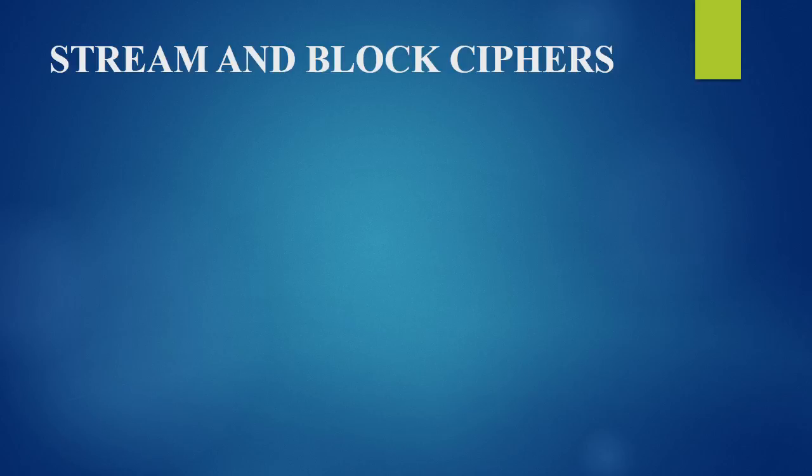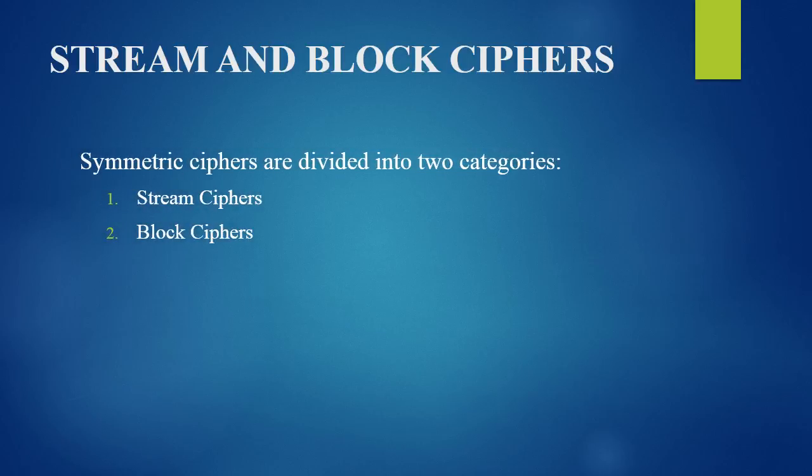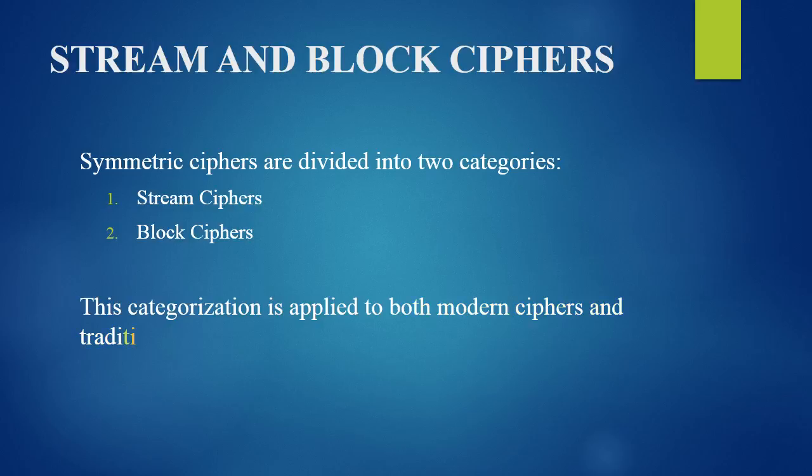Stream and block ciphers. Symmetric ciphers are divided into two categories, stream ciphers and block ciphers. This categorization is applied to both modern ciphers and traditional ciphers. The only point about modern ciphers and traditional ciphers that we should keep in mind is that traditional ciphers focus on the encryption of characters, whereas modern ciphers focus on the encryption of bits.